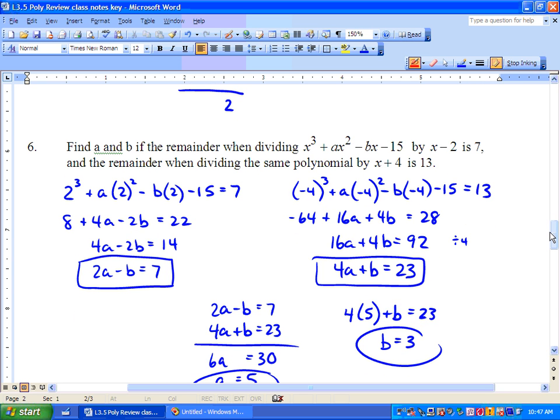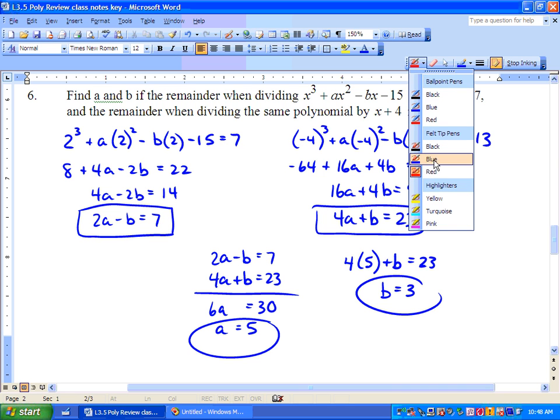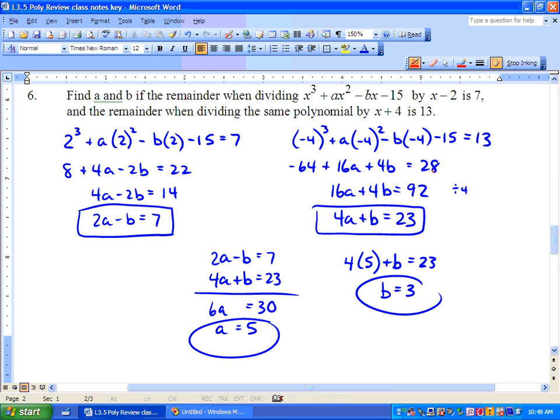All right, number 6. Let's take a look at what the question actually says. It says find A and B if the remainder, and again this question is talking about remainder. Okay, so it says you're dividing by x minus 2 and you're getting an answer of 7. And so as soon as you see you're dividing by x minus 2, you should understand that you're plugging 2 into the polynomial. And you keep going as far as possible with that until you get a simplified equation that is simplified as much as possible. So you get something here, 2a minus b equals 7. That's the simplest form of that one.